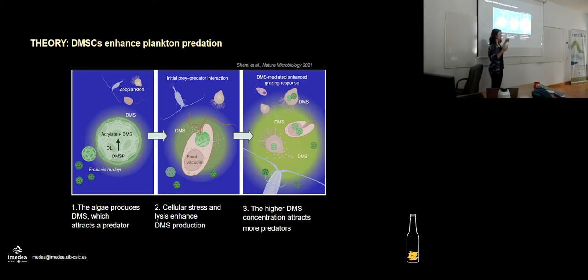The predator senses it, finds the algae, eats it. Predation is a form of cellular stress, so the amount of this compound increases. There's a stronger chemical signal. This will attract more predators, and as usually algae don't go alone, maybe they go in a bloom, this will trigger a predation event.